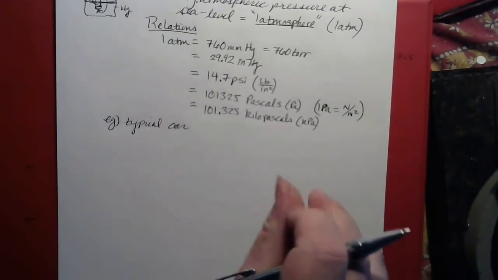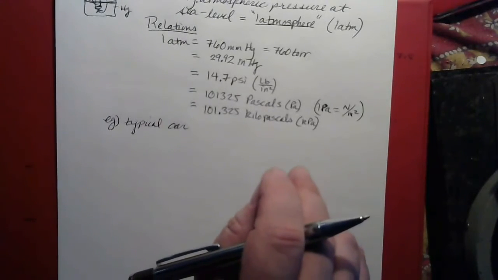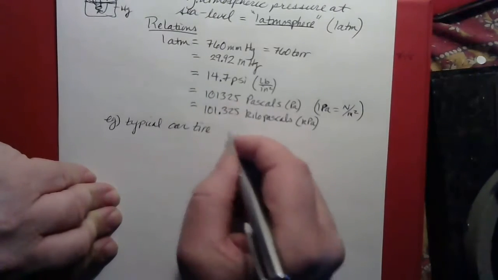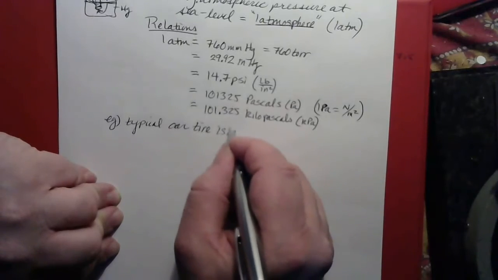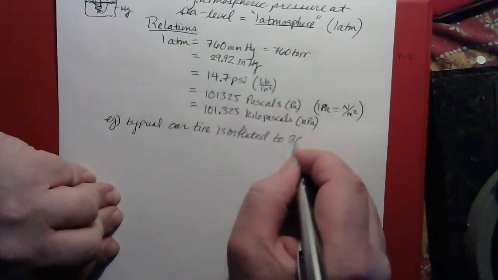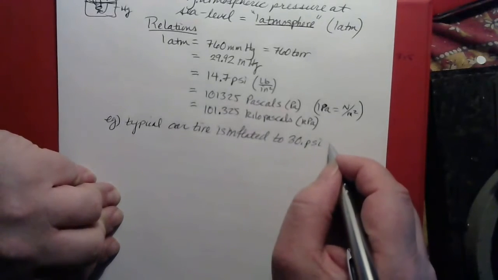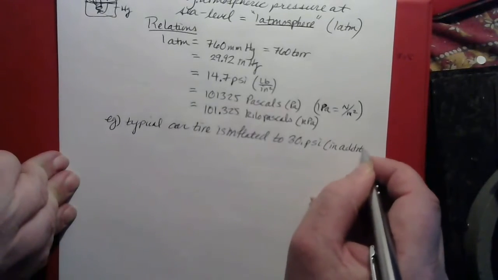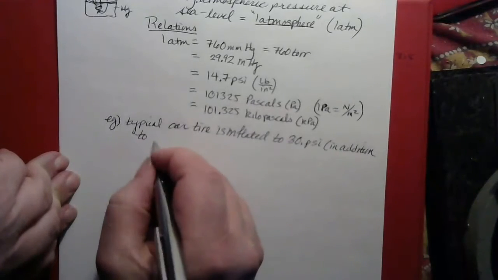And I could take a couple of minutes now before the end of the lecture and do some unit conversions from one unit to another for pressures. So say a typical car tire would be inflated to 30 pounds per square inch, but that is over and above atmospheric pressure.